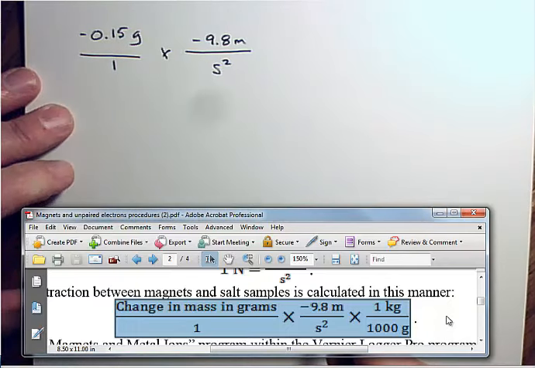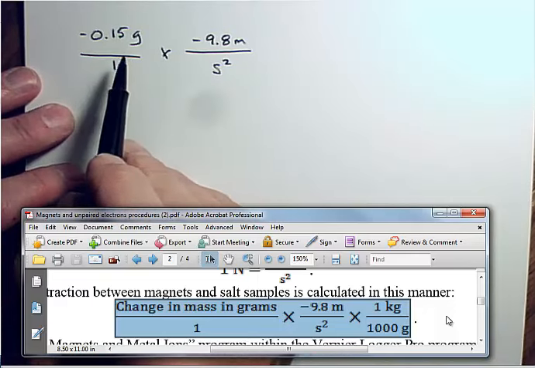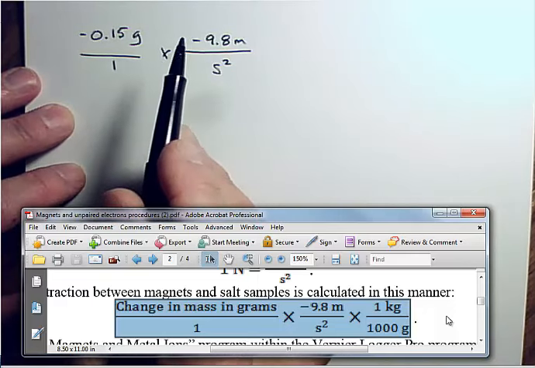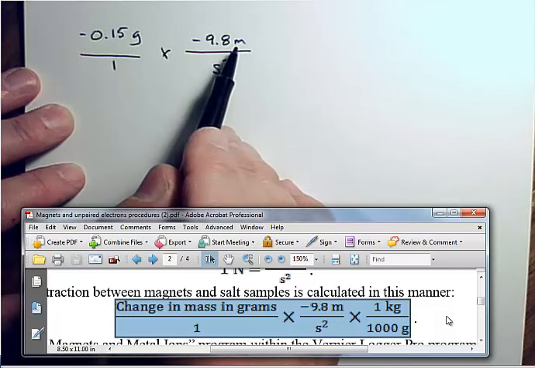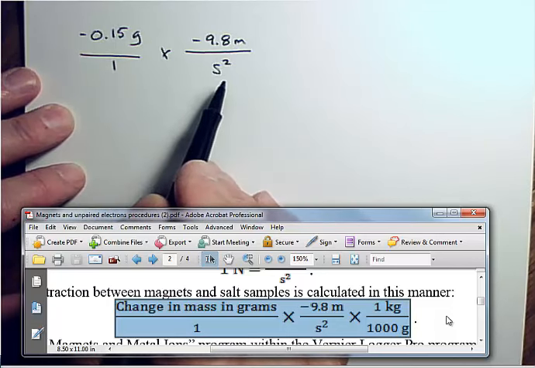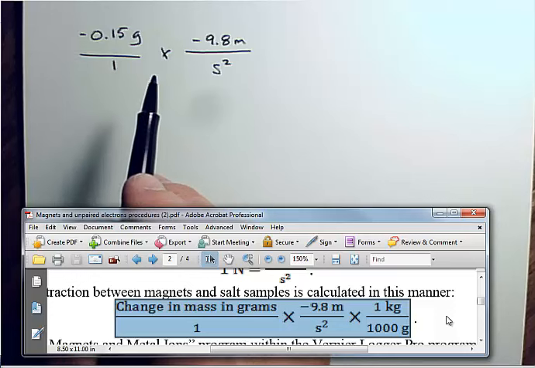Yes. So change in grams is going to be the average thing? Yep. Change in grams is going to be your average. Now, we need to have our answer, listen carefully, in kilograms times meters per second squared. But I don't have it right now in kilograms. How do I change grams into kilograms?